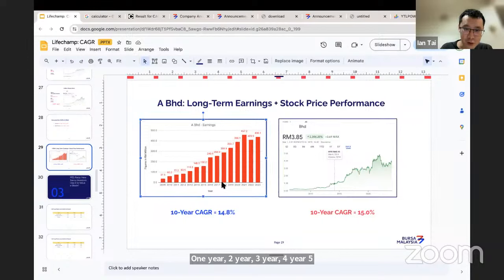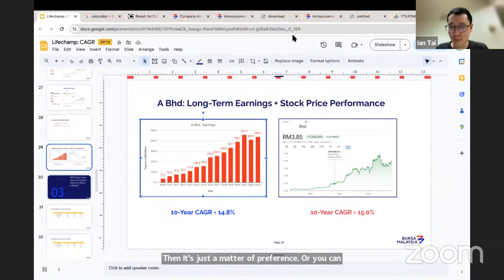Okay, so you're starting at 2018. So you can take this as your start year, end year, and then the number of periods, 5. Or is it 10 years? Then it's just a matter of preference. Or you can calculate both and then you decide which one you want to choose, or you want to choose the average between the two. So that one is up to you to decide. But if you want to be more standardized, or you don't want to crack your head over which one to use, just use 10 years lah.